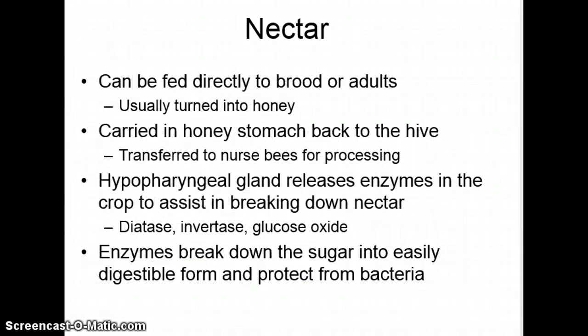So the nectar can be fed directly to the brood or the adults, but it's typically turned into honey and not fed directly. The brood are typically fed brood food. It's carried in the honey stomach back to the hive, which we'll talk about in anatomy. They're transferred to the nurse bees for processing. The hypopharyngeal glands release the enzymes, and the crop assists in breaking them down, similar to the way your mouth breaks food down and starts to, but your stomach does a lot of the work.